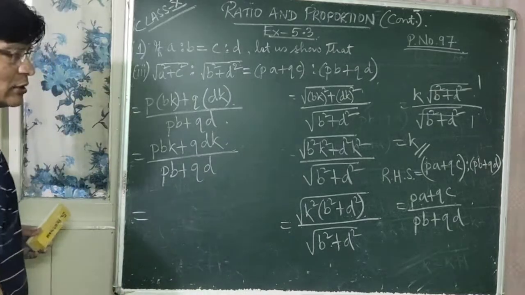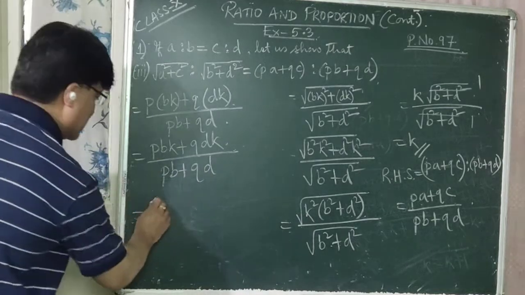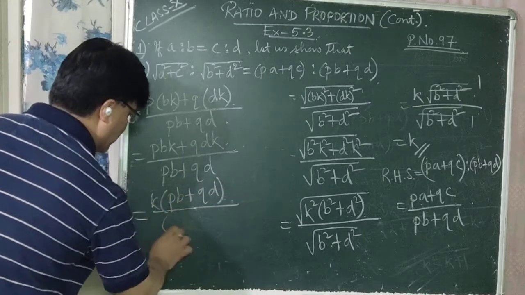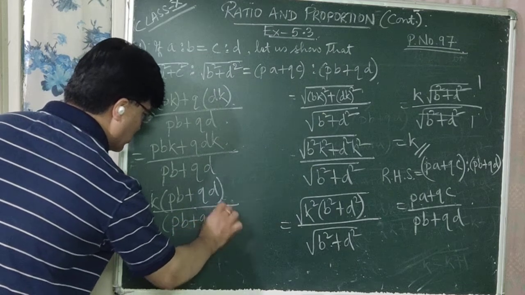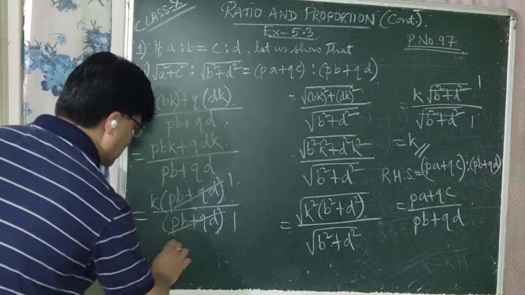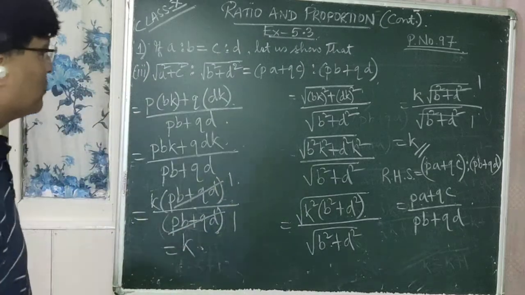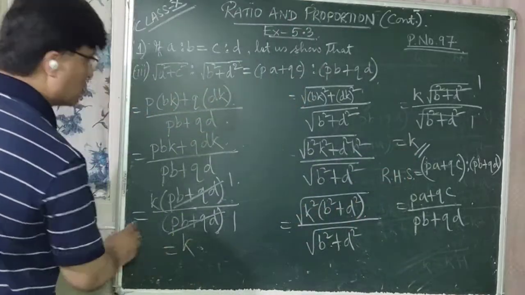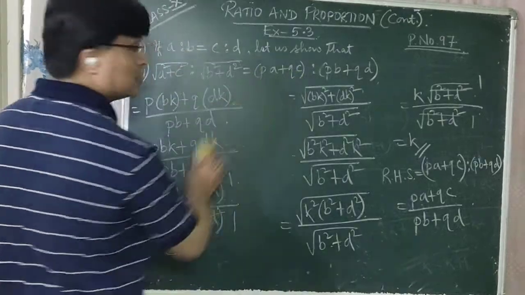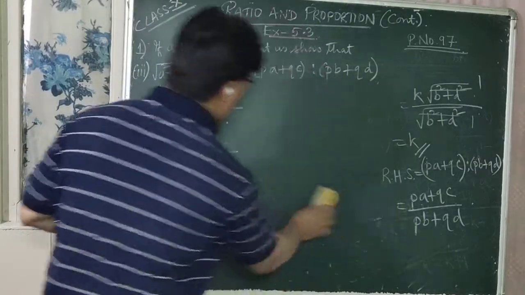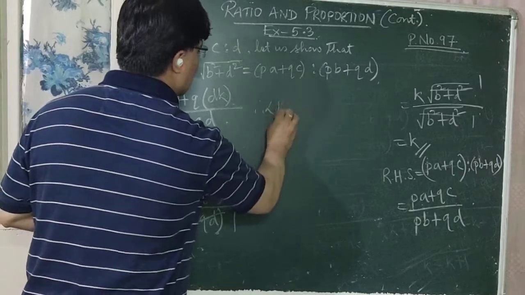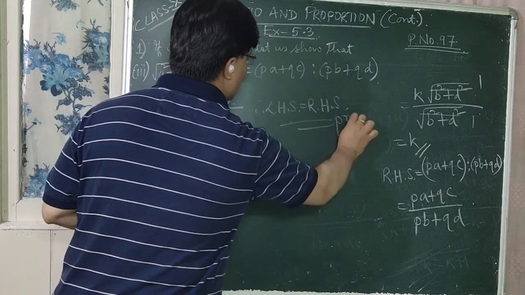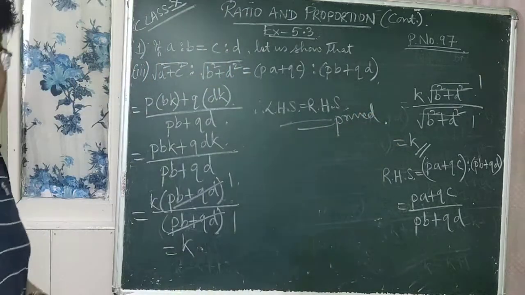Okay? So which is equal to, what is common in the numerator? That is only K is common. So within bracket it is PB plus QD divided by, this is also PB plus QD. Both of these will be cancelled, which is equal to, what is the value of the right hand side? It is also K. Left hand side is also K, right hand side is also K. So what can you write? So this LHS is equal to RHS. So write down, therefore LHS is equal to RHS proved.